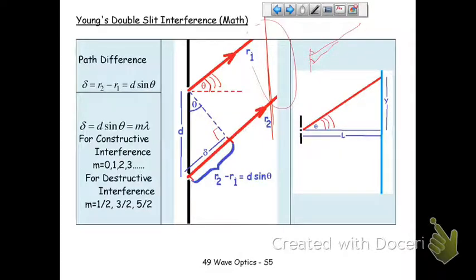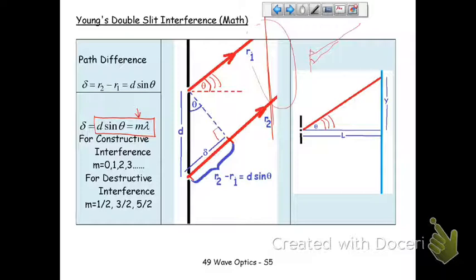So I come up with this equation, m lambda equals d sine theta. For constructive interference, m, we said, has to be an even number of half wavelengths, so m would be 0 or 1 or 2 or 3. And for destructive interference, m would be a half or 1.5 or 2.5 or 3.5, an odd number of half wavelengths. This equation in different forms keeps coming up, so it's an important equation.